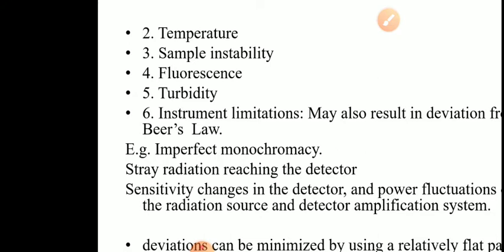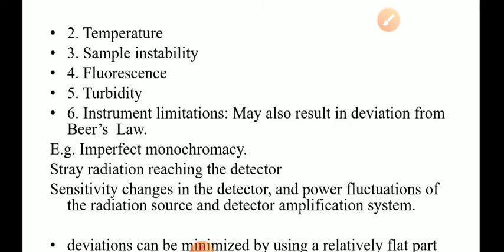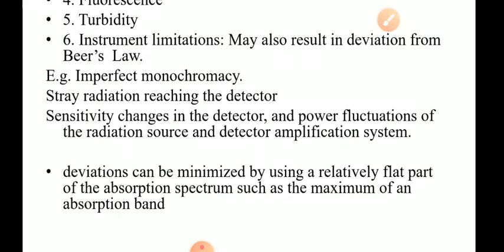Okay, next, instrumental limitations. There are certain deviations from Beer's law that may also occur because of limitations of the instrument. The first is imperfect monochromacy. If the instrument is not giving perfect monochromatic light, then it will give faulty results. Deviation from Beer's law will occur. Imperfect monochromacy means the monochromatic light emitted by the instrument is not proper, or there are too many light rays coming in.